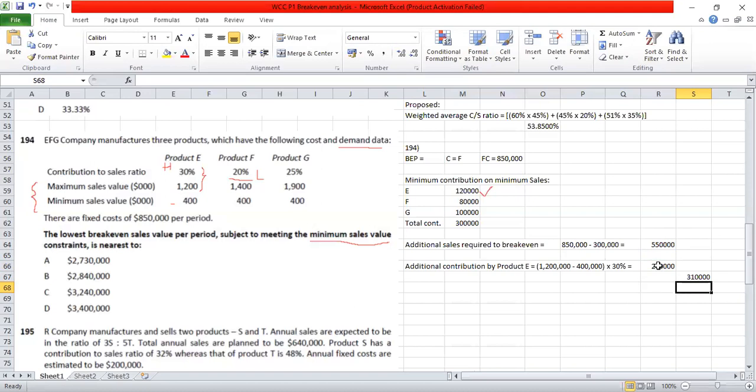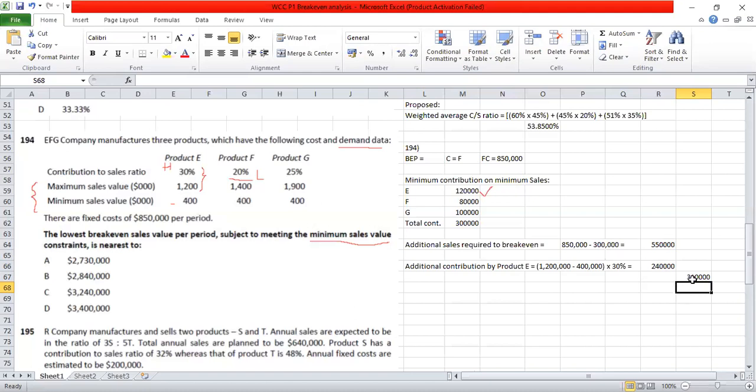Product G, already 400,000 we have included. Now, how much more is considered for sales? That equals 310,000. That's the logic here. The percentage is 25%. The required amount of contribution is 310,000. So what do we do? 310,000 divided by 25%. Just check that.